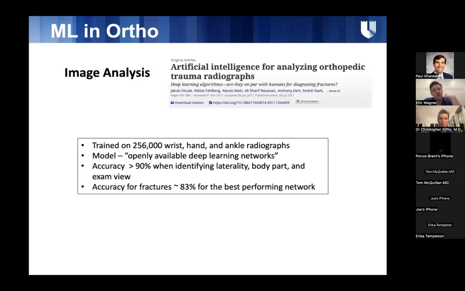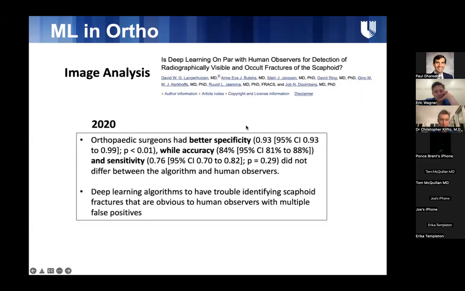So it's interesting. Then if you move on to more of what we care about, which is image analysis, this is a study looking at artificial intelligence and whether it can analyze trauma radiographs. They trained on 256,000 wrist, hand, and ankle radiographs. And this was a model that they coined an openly available deep neural network. So that was that complex neural network that I was showing before. And they essentially found that there was only a 90% accuracy for even just determining laterality and body part. And when it got to fractures, it was only 83% accurate. And they actually concluded that it was not better than your typical radiologists.